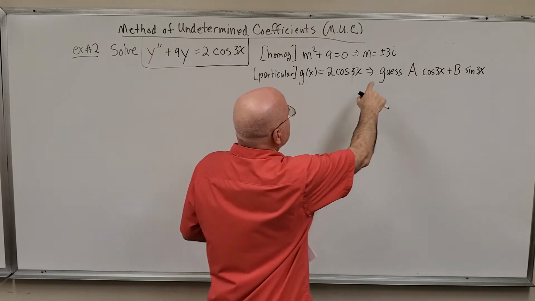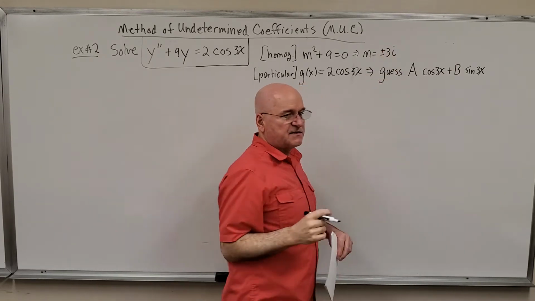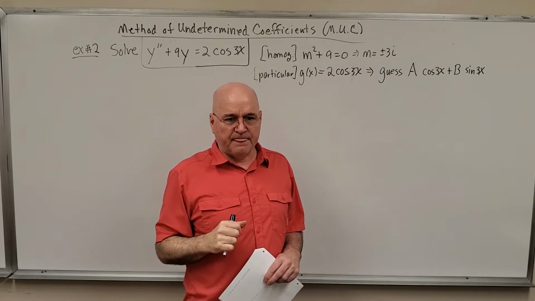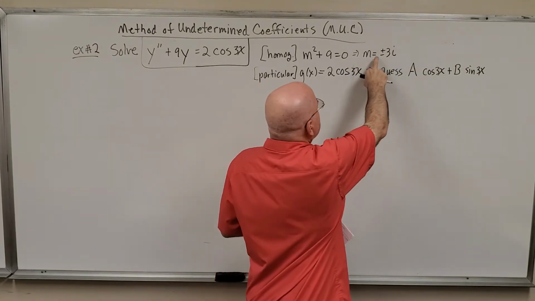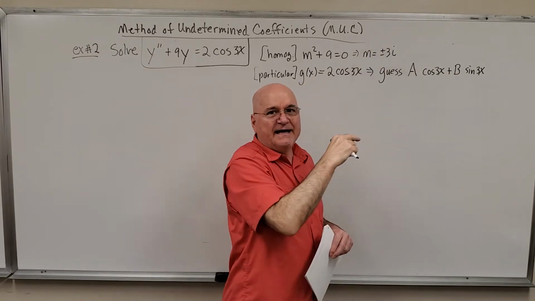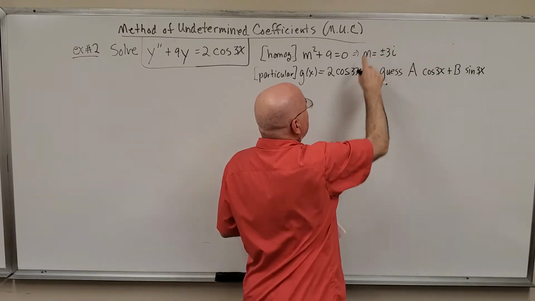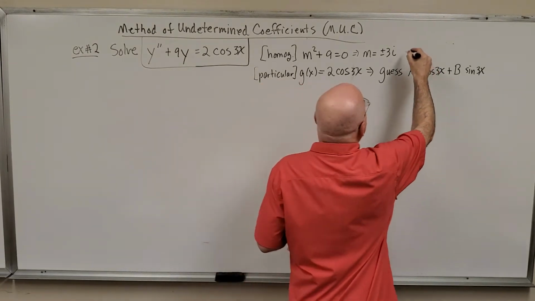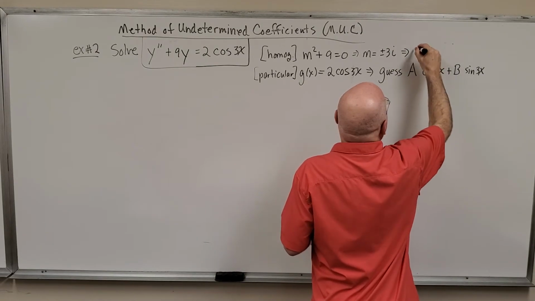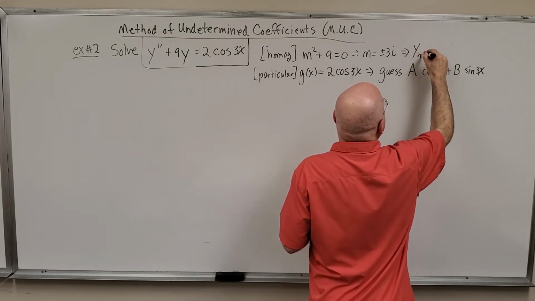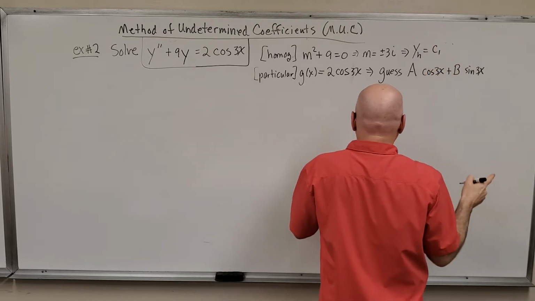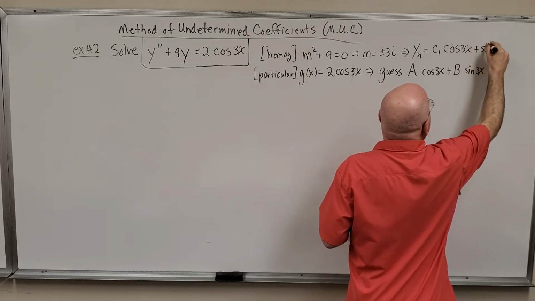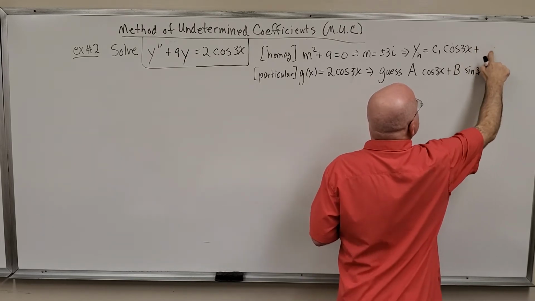And remember what this is. That's really a 0 plus or minus 3i, which I called alpha plus or minus beta i. The solution would be e to the alpha x, but alpha is 0, so I don't have to worry about that at all. So I'm going to get my homogeneous solution to be C1 cosine 3x plus C2 sine 3x.